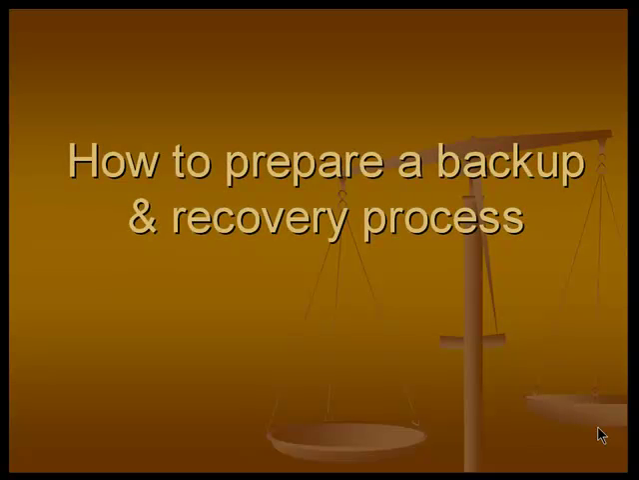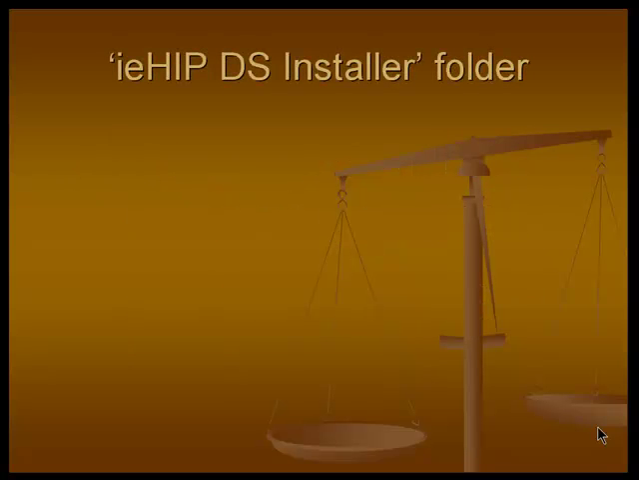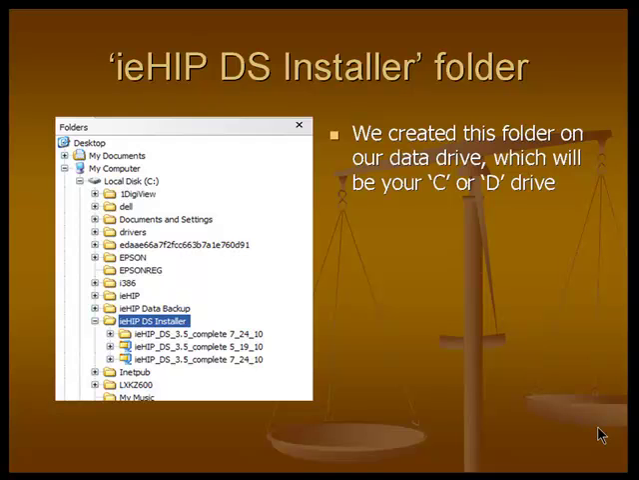Now, how to prepare a backup and recovery process? We go to Windows Explorer to review two sample backup folders we've created and their content. The first, ieIP DS installer folder, that's located, and we've created it, on the data drive. Now, the data drive will be your C or your D drive.